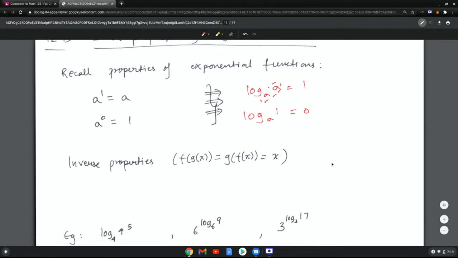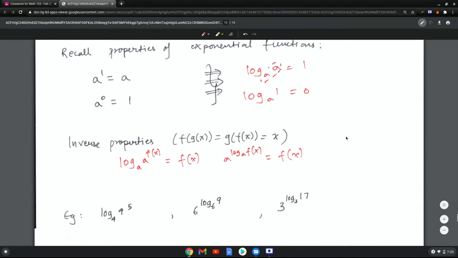Now there are some inverse properties, right? Remember, if f and g are inverse function, then f of g of x equals g of f of x equals x, which means log base a of a to the power f of x equals f of x, and a to the power log base a of f of x equals f of x. So they kind of cancel each other out, which is the idea behind inverse function.